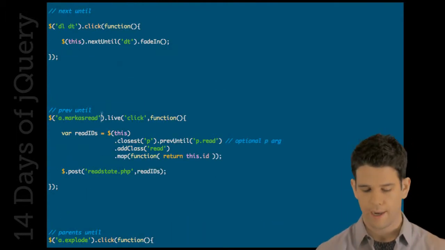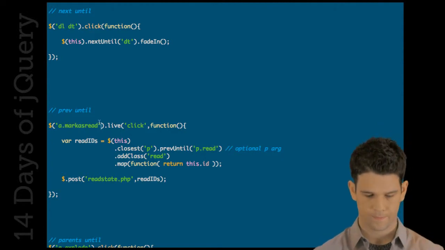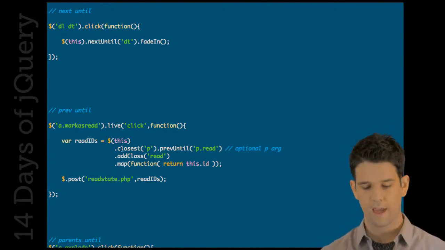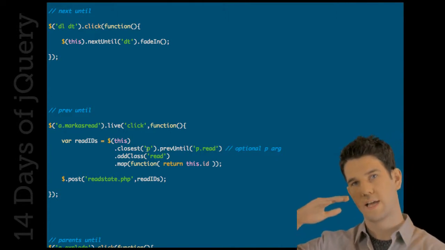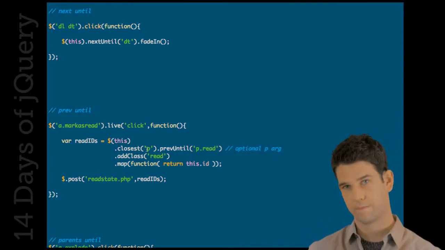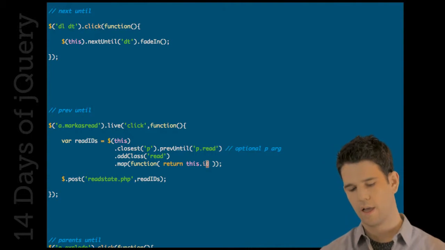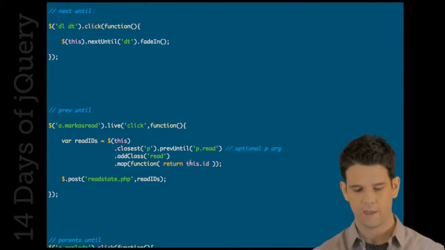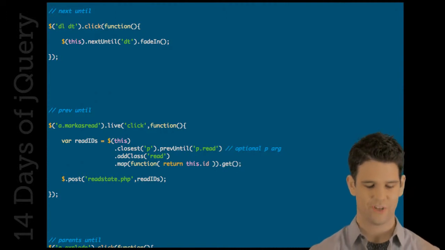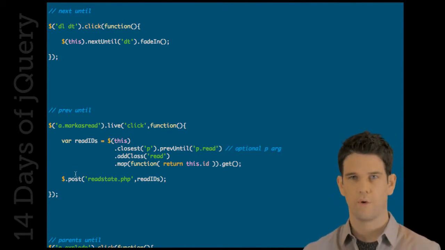Prev until works similarly. I'm going to start off by binding a click event to these mark as read links. And inside here, I'm going to traverse up to the closest paragraph tag, and then move up there, selecting all the paragraph tags between here and the last one that we've classed as read. Then we're going to mark all these new ones as read. This is someone just saying I've read up to this point, essentially. And then I'm going to use a map function and return all the IDs that relate to these paragraph tags that are now read. And this will return itself as an array into read IDs. And now I'm going to post this read IDs to some Ajax thing, so that now my backend knows what paragraphs have been read by the user.